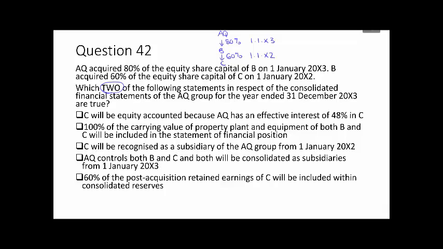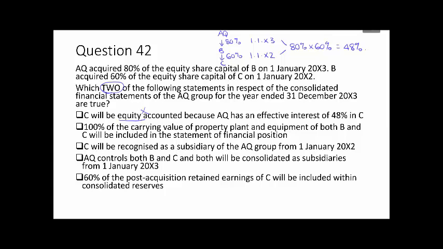So the first is that C would be equity accounted because AQ has an effective interest of just 48%. That 48% has been calculated here by taking 80% of a 60% holding. So we can see where the figures have come from, but in actual fact that isn't true. AQ and B would definitely be a parent-subsidiary relationship, and B and C would be a parent-subsidiary relationship because there is control. So the fact that AQ could control B, who in turn could control C, means there is a deemed control relationship between AQ and C, and a full consolidation would be necessary. So this one is incorrect. We would not be equity accounting.